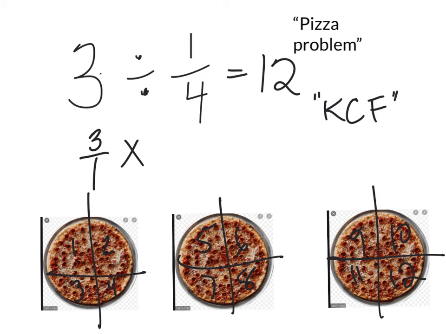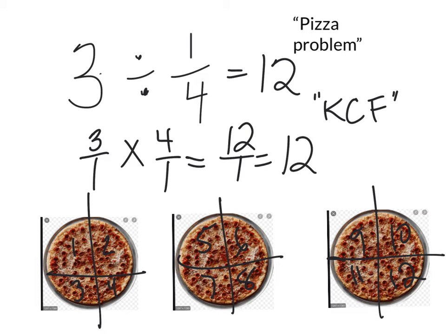And then my flip is going to be my reciprocal, or my flip-flop of my fraction. So I'm going to write this as 4 over 1. Now, if I multiply this across, 3 times 4 is going to give me 12. 1 times 1 is 1. And then I will simply have 12 over 1, or 12 as my whole number, as my answer.